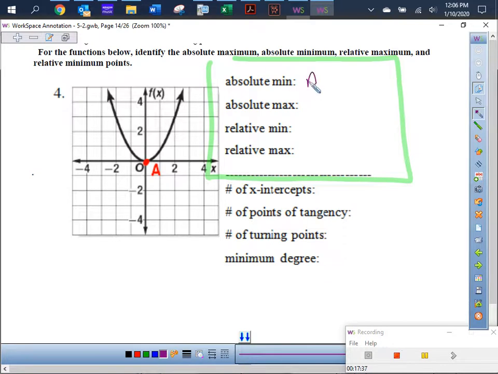There is an absolute min at A. There is no absolute max. The relative min is also A, and there are no relative maxes either. So that can happen, big deal.